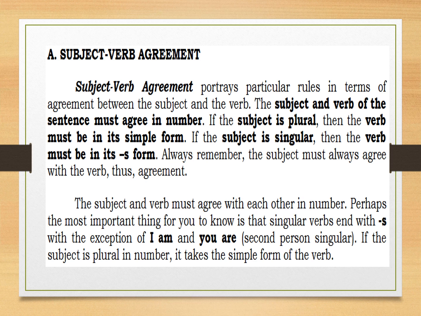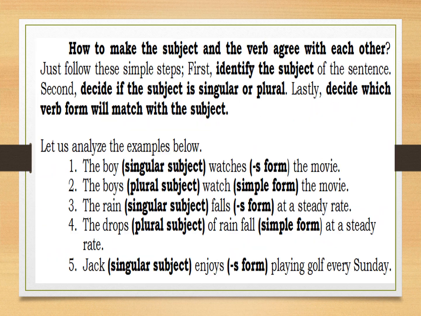The subject and the verb must agree with each other in number. Perhaps the most important thing for you to know is that singular verbs end with S, with the exception of I am and you are, second person singular. If the subject is plural in number, it takes the simple form of the verb.